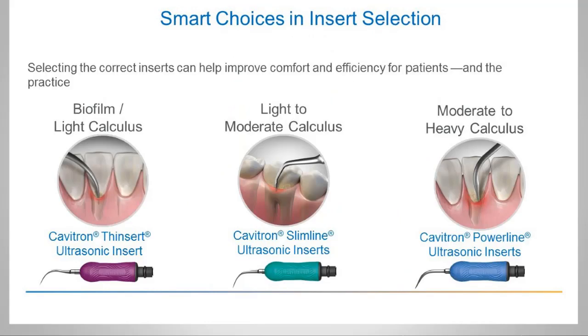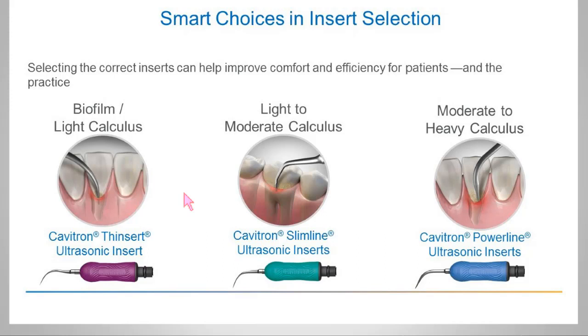For biofilm and light calculus removal, the Cavitron Thin-Insert, which is this insert here, is 47% slimmer than the slimline version, which is the green tip that you can see here. This tip is aimed to provide access into difficult areas, and it also allows for greater tactile sensitivity. Because of its very thin Explorer-like insert tip, you can feel more. It enables you to instrument and then turn off your power, and you can feel just like you're using an Explorer.